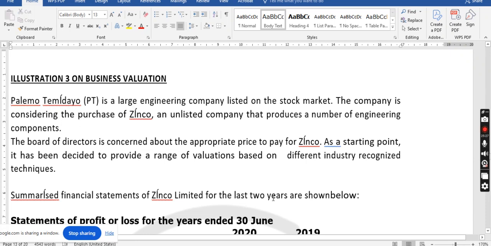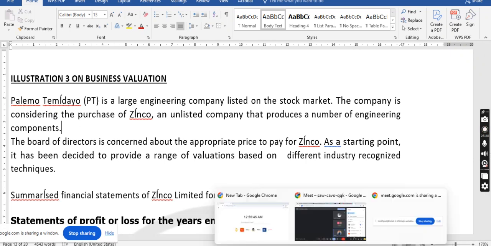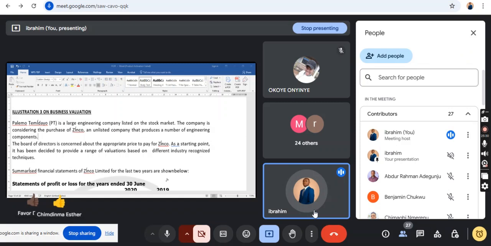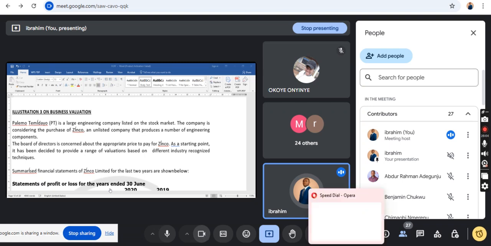So which means that if PT wants to buy over Zinco, what do you want to determine? What do you want to achieve? You will determine the value of Zinco, and that is the purpose of valuation of a business. Either it is a merger and acquisition, or you want to buy shares, or you want to dispose, and under that you do a lot of things. And that is why you have to do a valuation of a business, right?